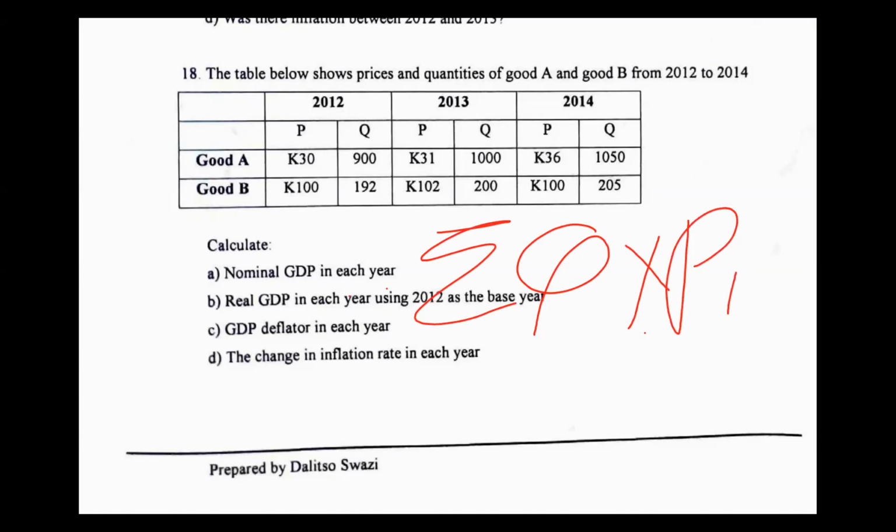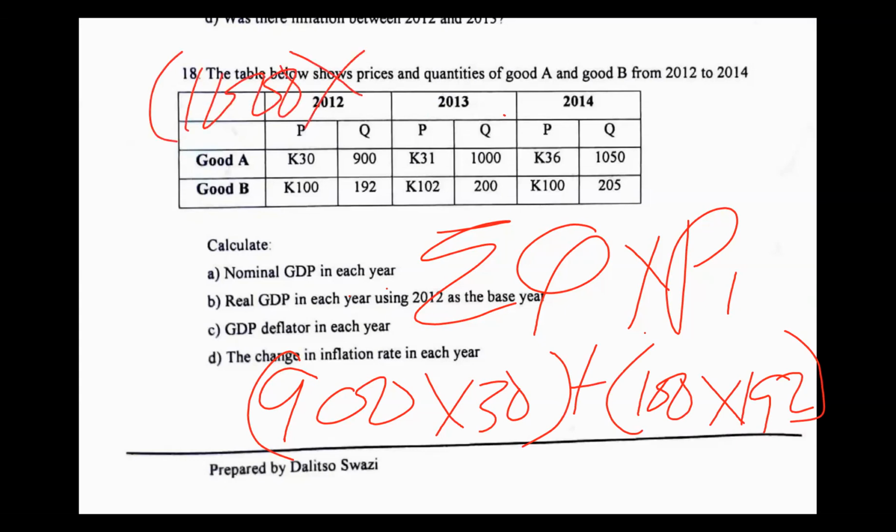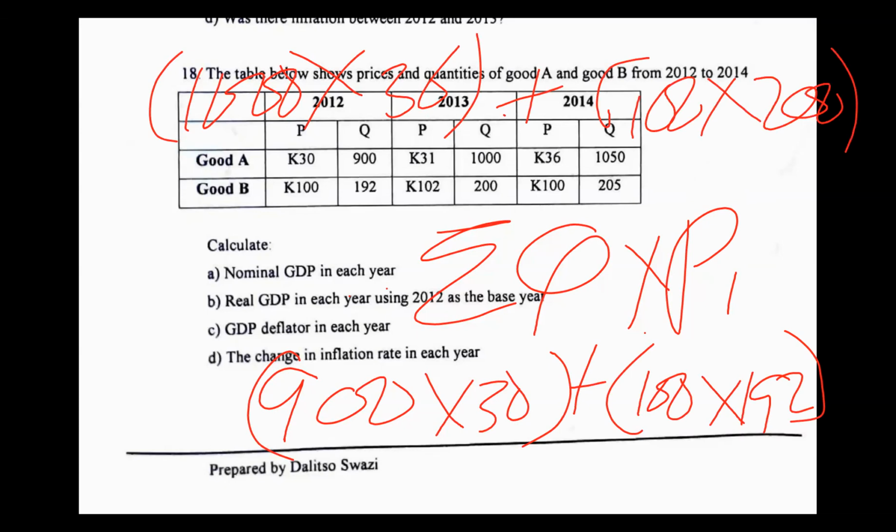Did you get it? For example, for 2012, it will be the quantity for 2012: 900 times 30 plus 100 times 192. You sum all these things. That's nominal GDP. You do the same for 2013, which will be 1,000 as a quantity, 1,000 times 36 plus 100 times 200. You get that? Then you do the same for 2014. Those are nominal GDPs. I think that is clear, isn't it?